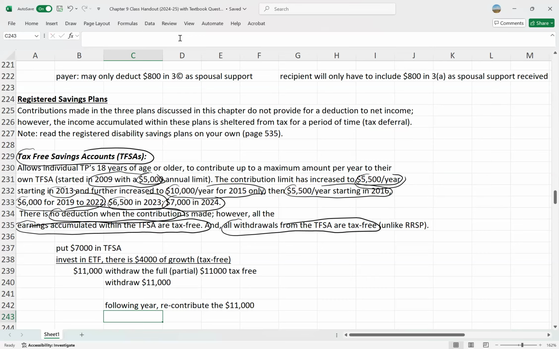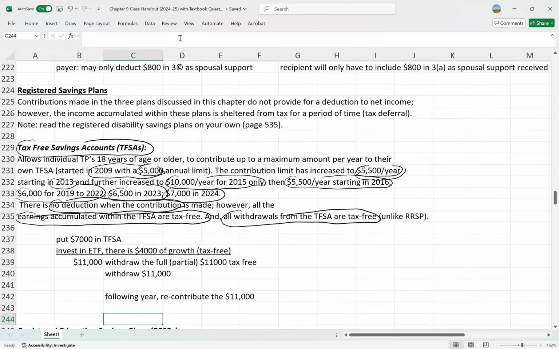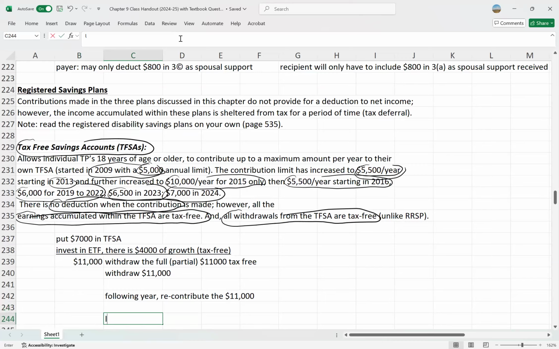That's not going to affect your contributions that you can make every year, the 7,000 that you can make in 2024. So you put money in, you invest it, it grows, that growth is tax-free. You take money out, the amount you take out, you can put back in the following year, and that won't affect the amount of those yearly contributions that you can still add every year on top of that. The growth is tax-free, but because of that, losses are also not deductible.